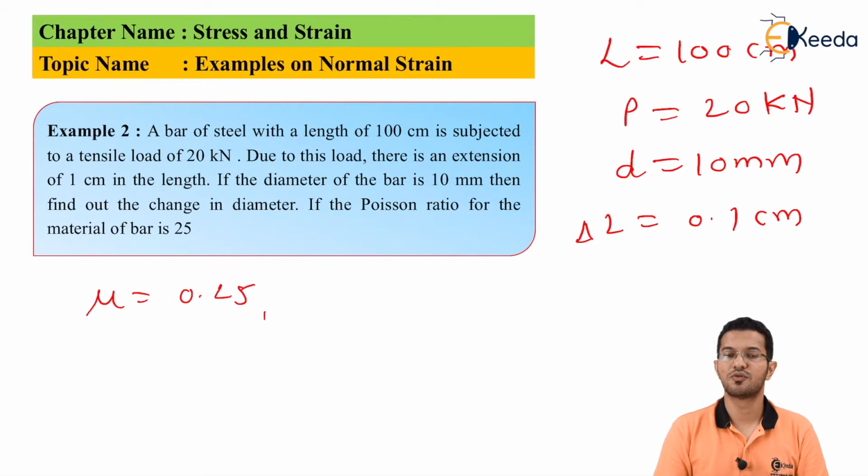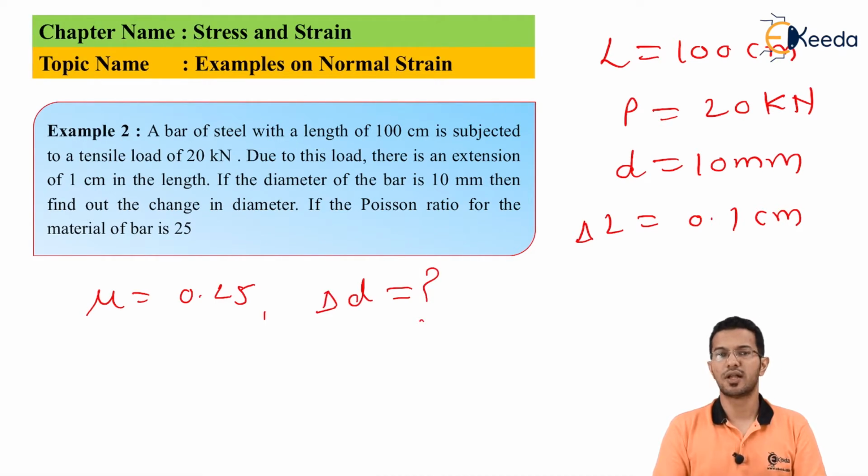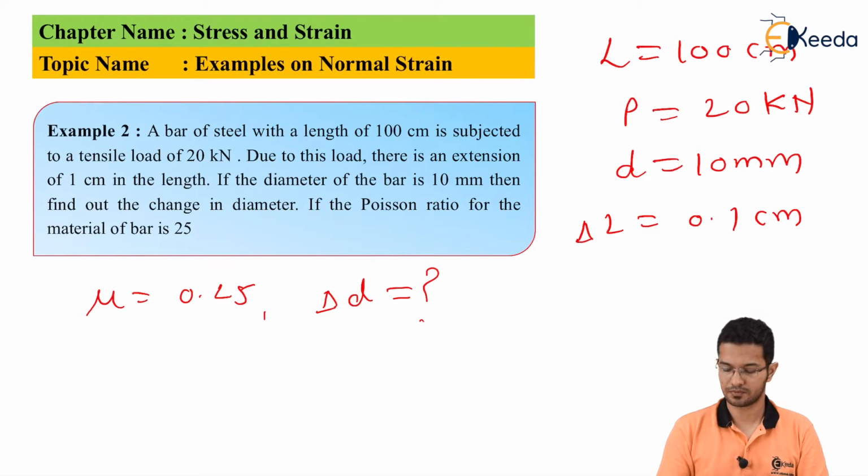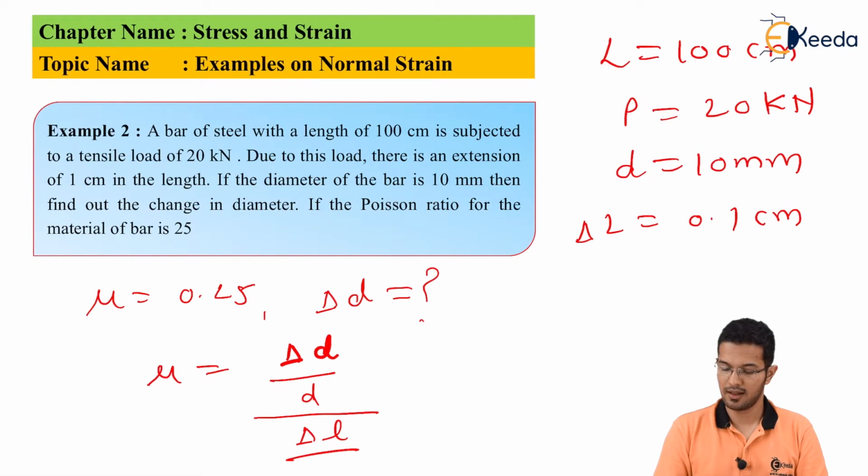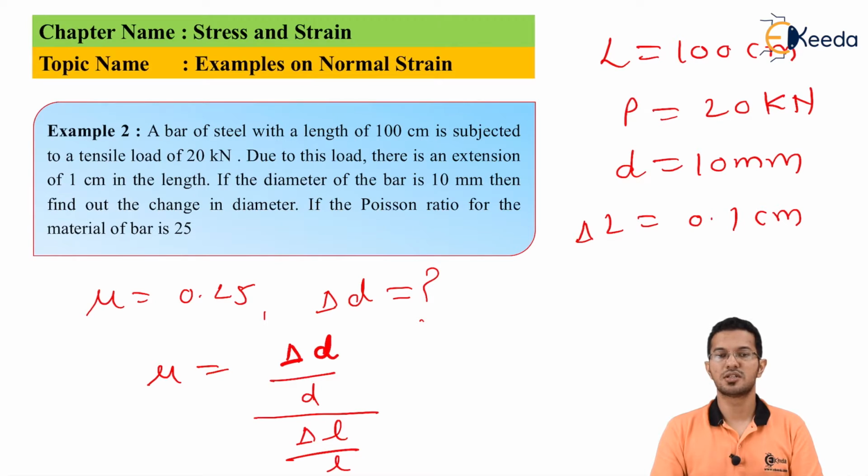We have been asked to find out delta D. We know that the Poisson's ratio mu is nothing but lateral strain upon the linear strain. So let's write it down. Mu is equal to delta D upon D, the whole upon delta L upon L. We know that Poisson's ratio mu is given to us as lateral strain upon linear strain, which is delta D upon D, the whole upon delta L upon L.